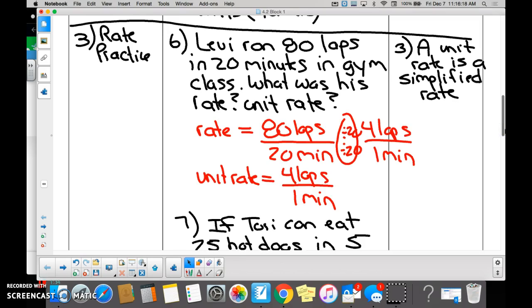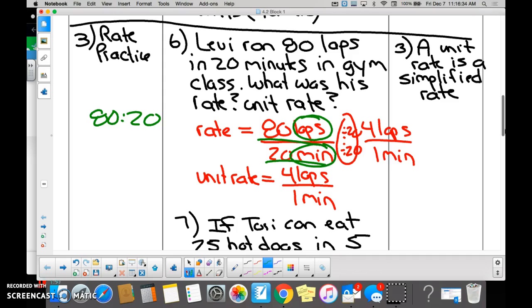He can run 80 laps in 20 minutes in a gym. You all told me that a rate would be 80 laps to 20 minutes, right? Could you write it like this? Yes or no? Yes. I would always recommend, though, to keep things straight, including the label. Always include the label. And then you guys reduced it by using our bubble method. You divided 80 and 20 by a common factor of 20 to get to the unit rate.